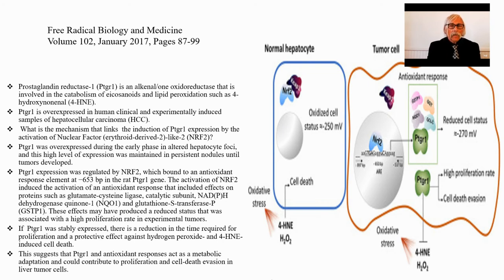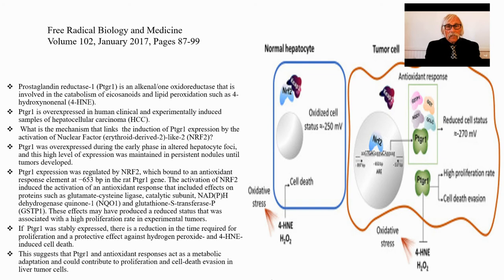NRF2 is also found in immune cells. That transcription factor is bound to an antioxidant response element at exactly minus 653 base pairs in the upstream part of the promoter region of the PTGR1 gene. The activation, therefore, of NRF2 induced the activation of the antioxidant response that included effects on proteins such as glutamate cysteine ligase, which we talked about during our amino acid catabolism lectures, and catalytic subunit NADPH dehydrogenase quinone 1, which we also have talked about, and of course the glutathione S-transferase GSTP1.